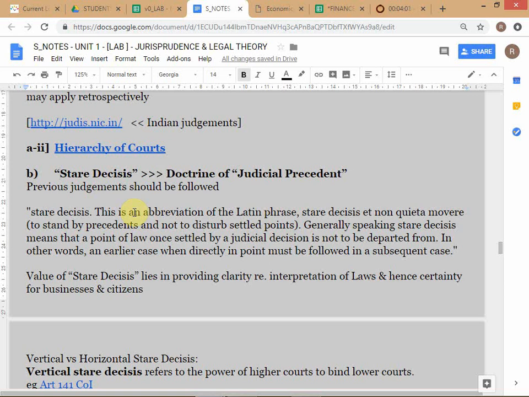The idea there is that because we put a very high value on consistency, we want the judicial system to function in such a way that on a certain set of facts, if a previous judge has given a particular type of ruling, later on when the same set of facts transpires, the next judge should also rule in the same way, as far as possible.